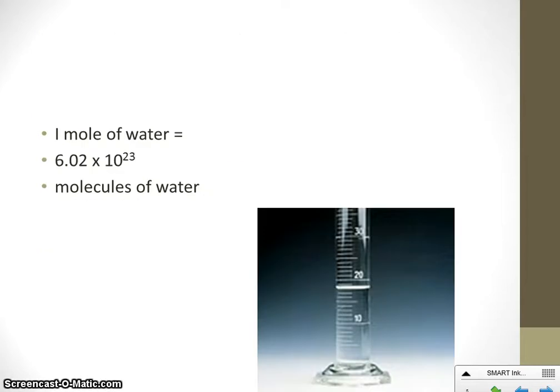Okay, if we have 1 mole of water, that means that we have 6.02 times 10 to the 23rd molecules of water. Just like when I said we had 1 mole of eggs, that was 6.02 times 10 to the 23rd eggs. So 6.02 times 10 to the 23rd is 1 mole of anything that you're talking about. It's just usually we talk about molecules and atoms when we're talking about moles.